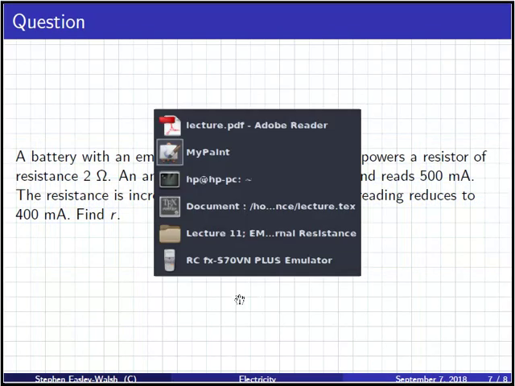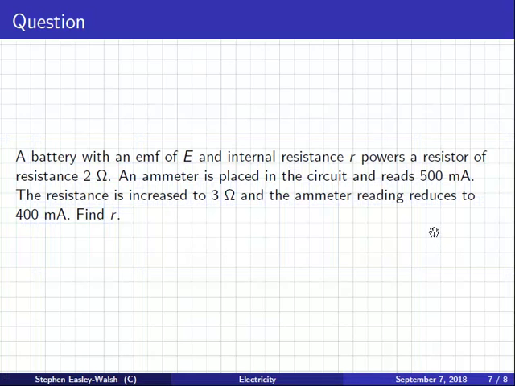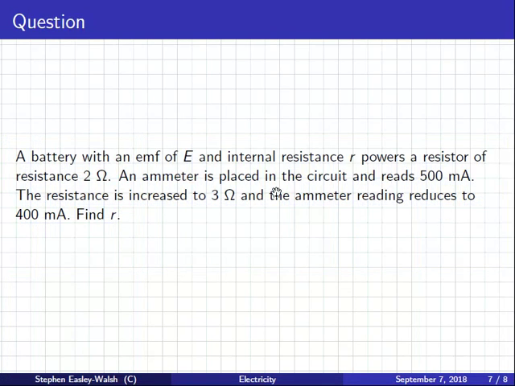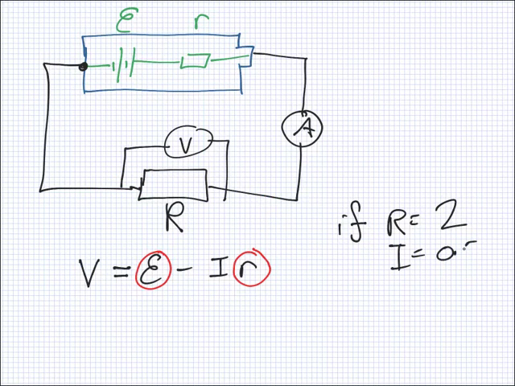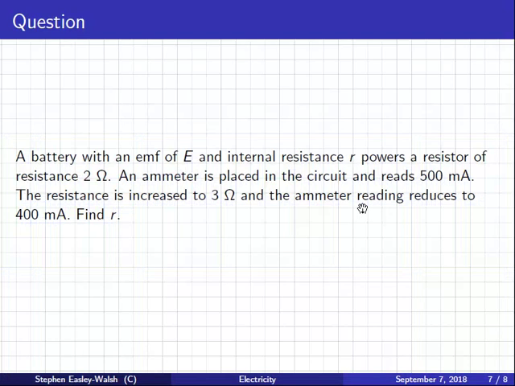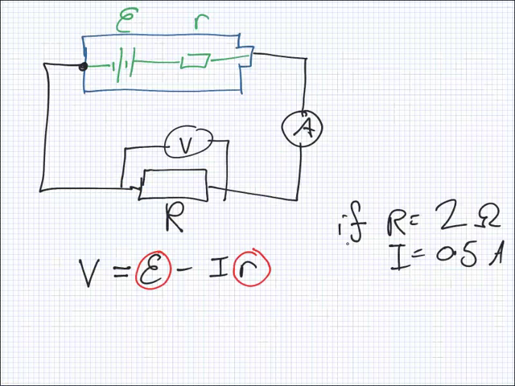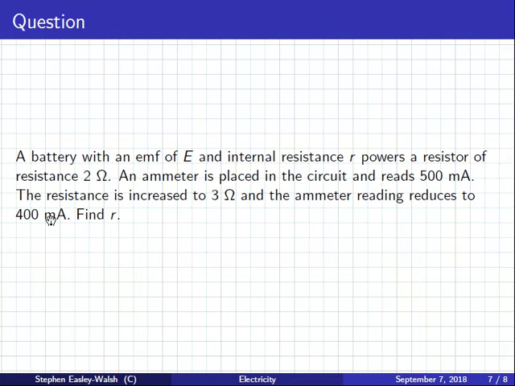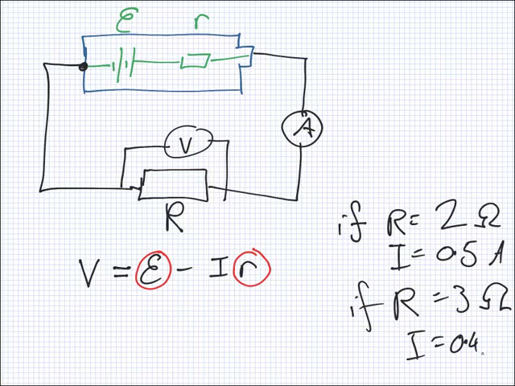Anyways, let me write the info down. If R equals 2, then the current is 0.5 amps. And then I also tell you, if you increase the R to 3, if R equals 3, then the current is 400 milliamps. So that's 0.4. Okay, so before I continue, I'll just let you copy this much down, and then we'll figure out how to get the E and the R.